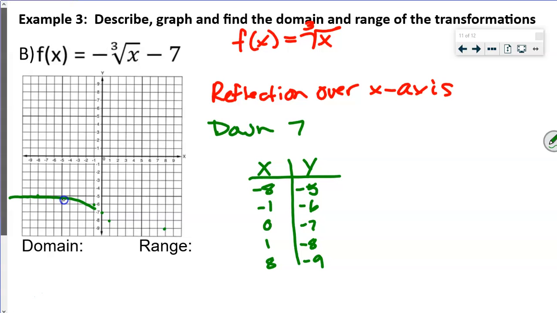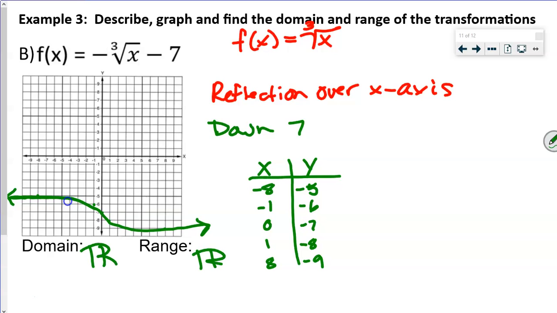It's kind of hard, y'all, with this pen. It's not perfect. So, all right. So again, remember, we talked about domain and range for cube roots are all real numbers, okay? So there we go.